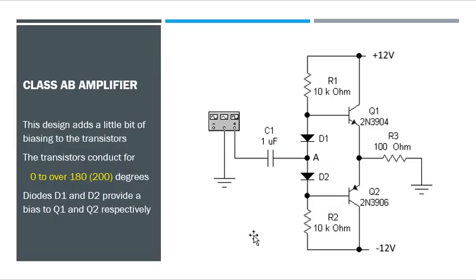A solution is to use something called a Class AB amplifier. This adds a little bit of biasing to the transistors in a push-pull circuit, and the transistors actually conduct for a little bit over 180 degrees. We add two diodes, called biasing diodes, D1 and D2, and what they'll do is put a little bit of bias on Q1 and Q2.